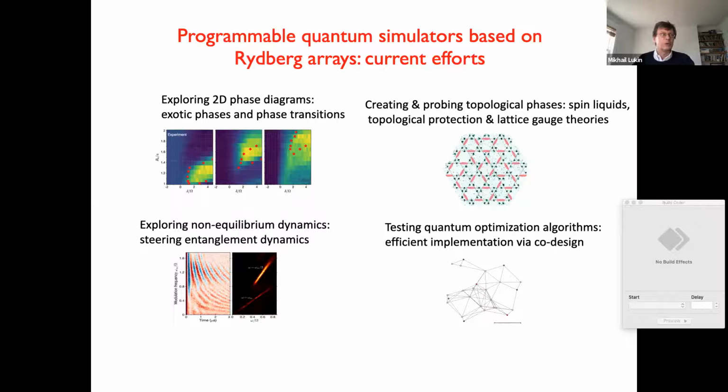I'm not actually going to talk about that. Instead, maybe I'll briefly touch on two other topics. One is this idea where we explore far-from-equilibrium dynamics of the system. We kick the system and let it evolve in a simple way. At this point, the system starts traveling and exploring various corners of Hilbert space, corners where no one has ever been.